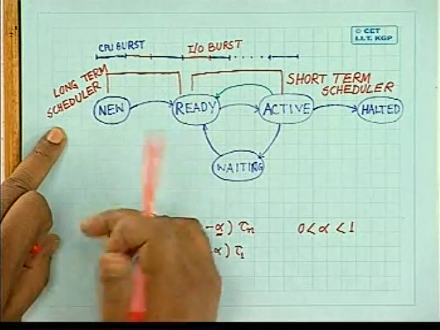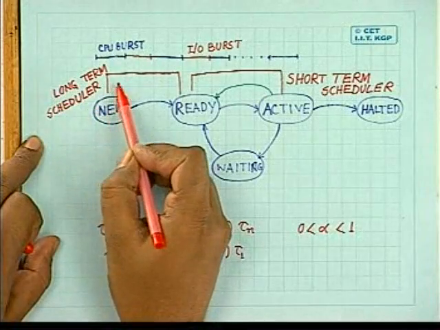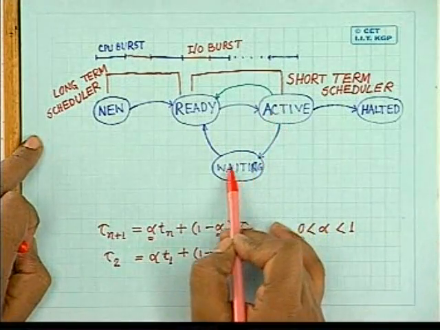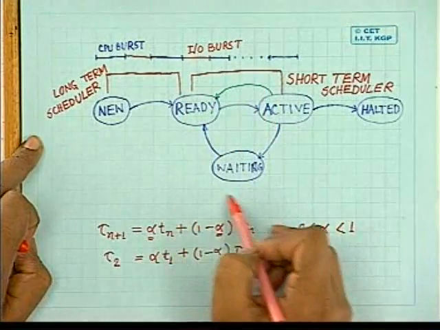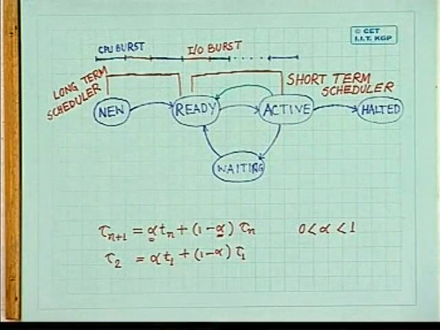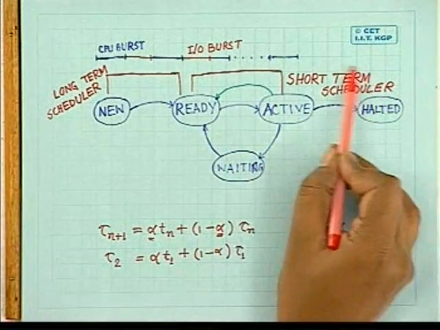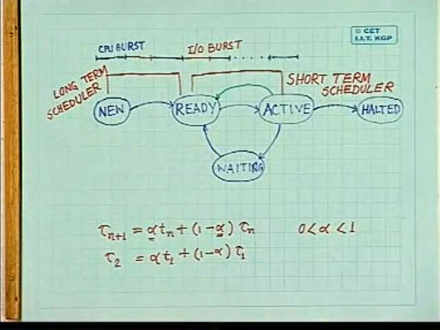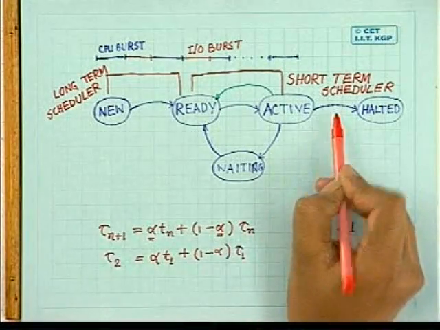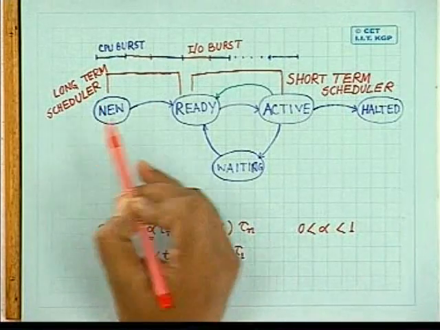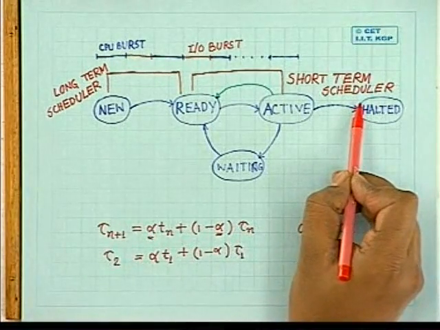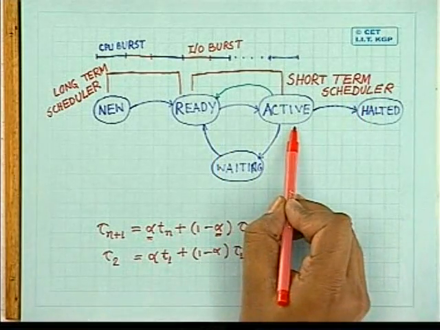And you find that the duration of this long term scheduler decision is quite long, because a job will move from ready to active to waiting to ready, or ready to active to ready. This cycle will continue for a long time, that is, the entire lifetime of the job. Whereas the scope of the short term scheduler is very short. This only remains for a particular CPU burst time. So I can afford to have a long term scheduler which is very complicated compared to the short term scheduler, because the long term scheduler can take more time to decide which job should be pushed into the ready state from the new state. But the short term scheduler cannot take a long time to decide which job has to be made active from the ready state.